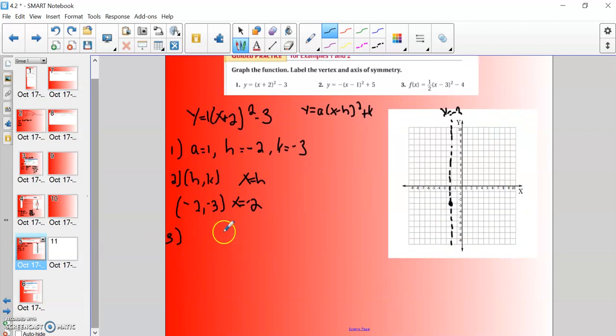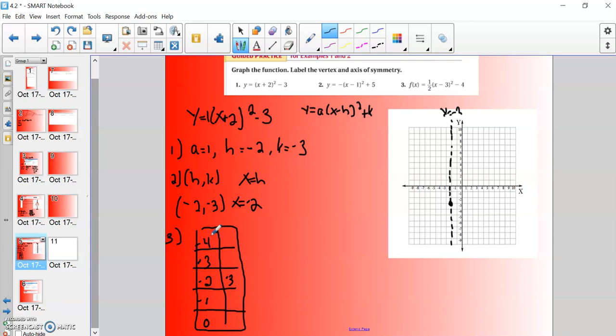Step 3 was to find other points near the vertex. So if we create a table of values, we want 5 points always as our goal. So negative 2, negative 3, vertex always in the middle, and then go up from here. So negative 1, 0, negative 3, negative 4.